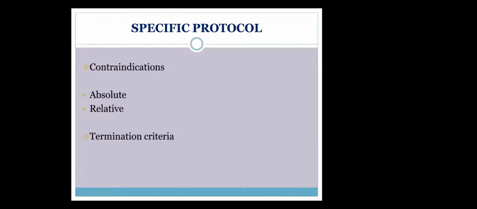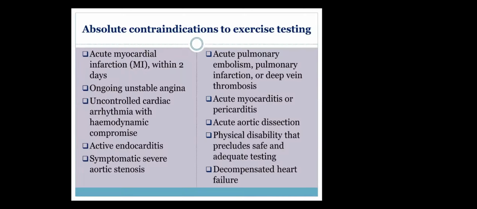Again, before you perform any test, the termination criteria of that particular testing protocol need to be verified. Once you're sure about all the relative and absolute contraindications and the termination criteria of that specific protocol, then you can go ahead with the exercise testing protocols. There are some absolute contraindications to the process of exercise testing. This will also hold true for the specific exercise testing, but these are the things that you have to rule out before you even think of initiating any exercise testing protocol.